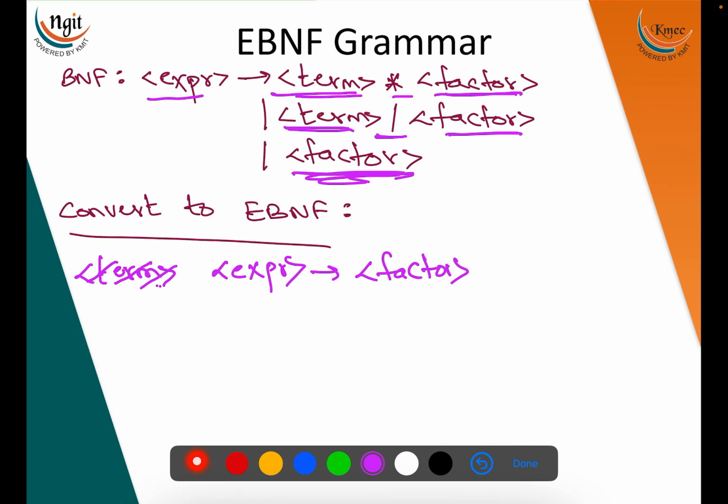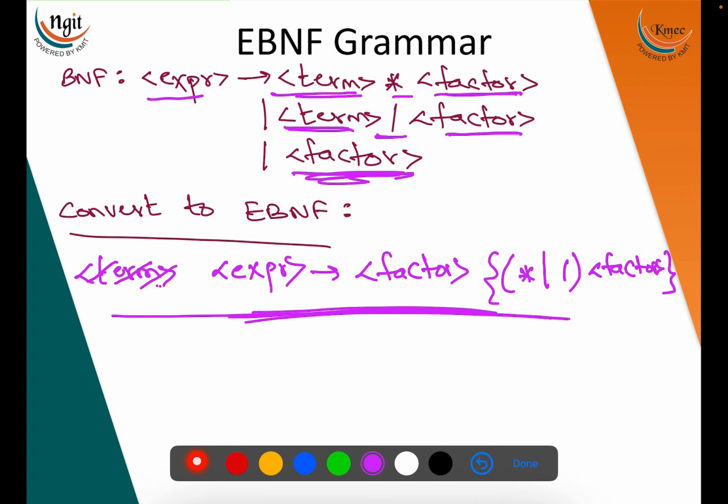Now what you have to write here? Again parenthesis, into or divided by, and a factor. So this is the repetition. You just keep it inside the braces. That's it. This is the EBNF grammar for this BNF grammar.